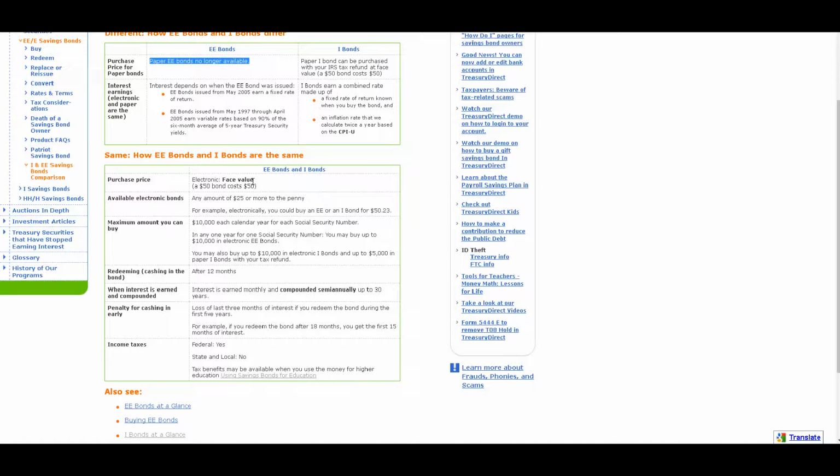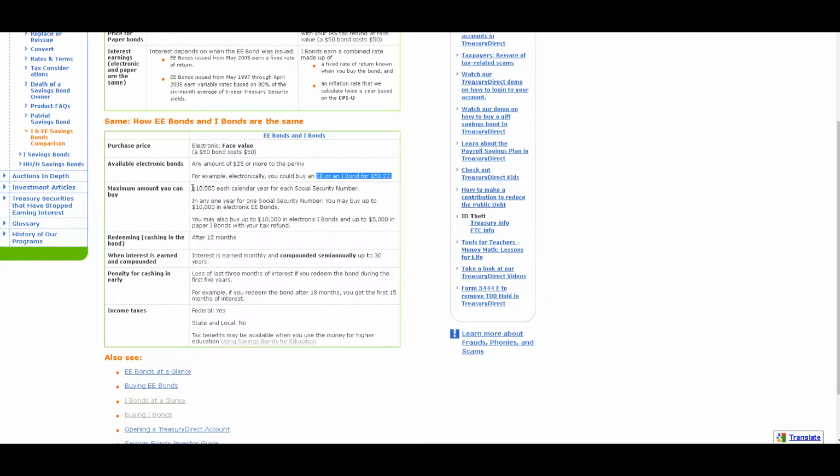How are these bonds the same? Both of them can be purchased for face value, but EE bonds can be purchased at half the face value. Both of them are electronic bonds. They can be bought for $25 or more to the penny. So as an example, you can buy an EE bond or an I bond for $50.23.